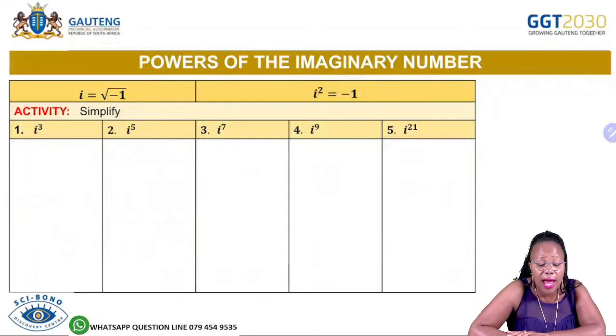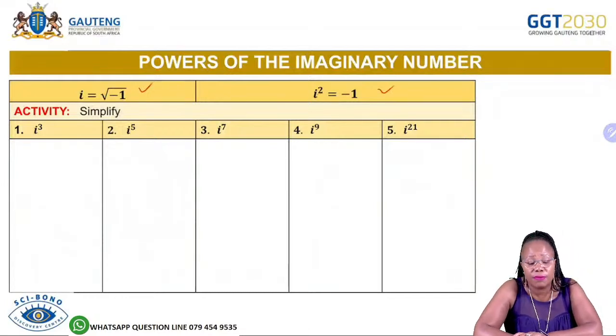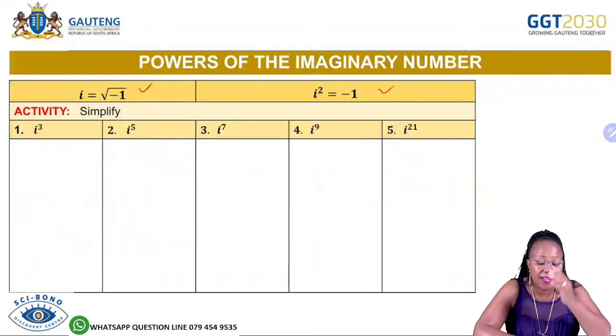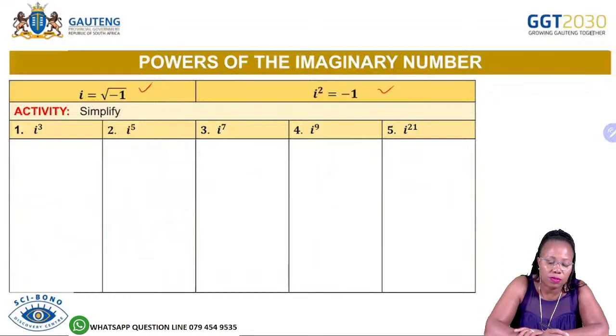We are still on i equal to the square root of -1, and i squared equals -1. On this one, look at the exponents now. We are given odd number exponents for this one. All the exponents are odd. Let's check what the difference is between the previous activity and this one.